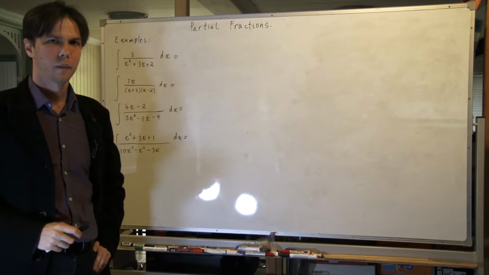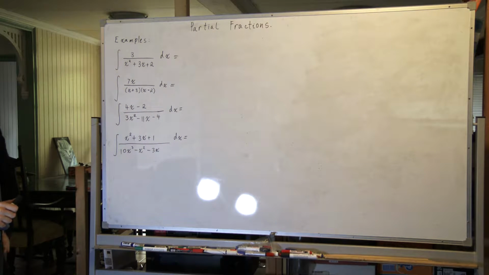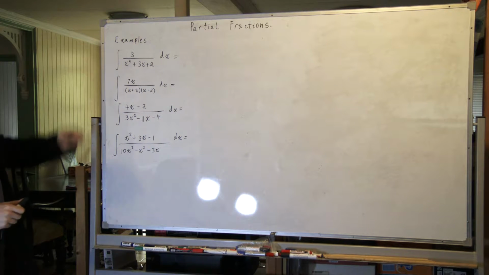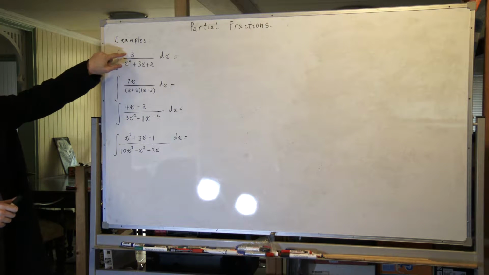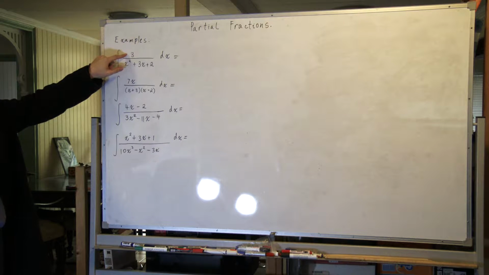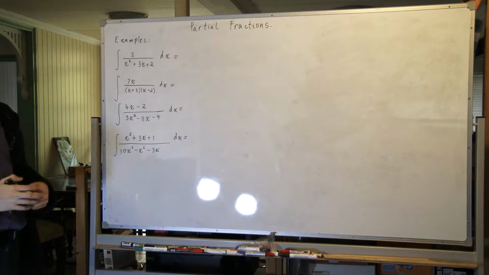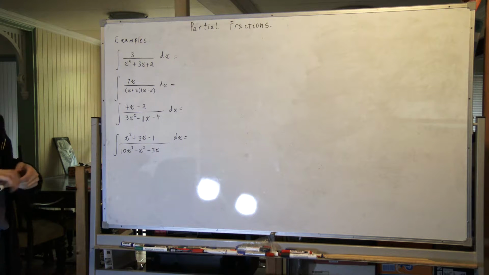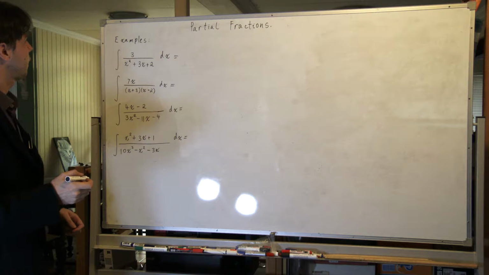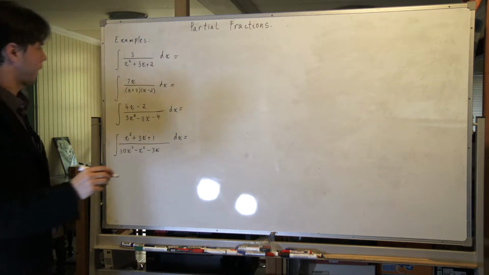Okay, welcome back. So, we're going to go through some examples. Here they are, one by one. The first example, I see I have a fraction. The degree of the polynomial on the top is 0 because there's no x's or anything. Degree on the bottom is 2. So the degree on the top is less than the degree on the bottom. That's good. So I can go ahead and express it, but first of all, I need to factorize the denominator.